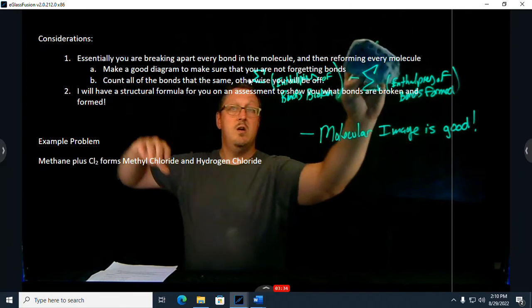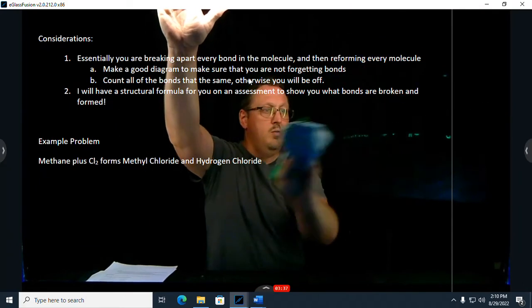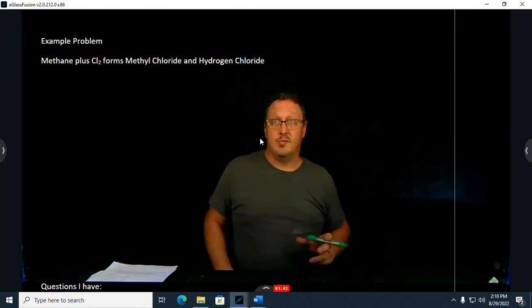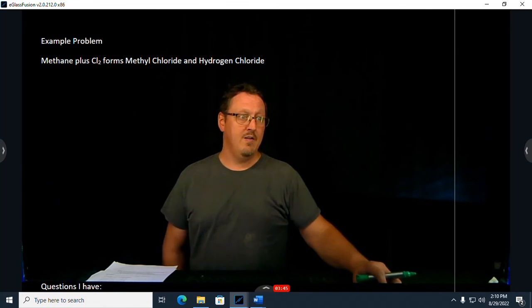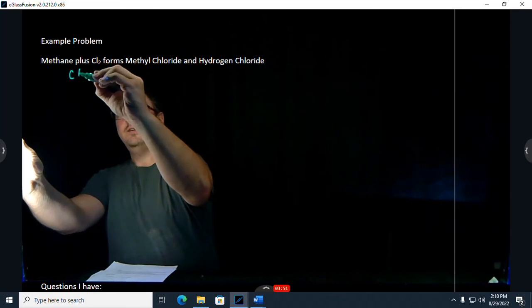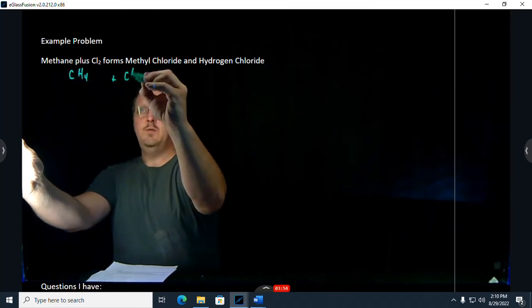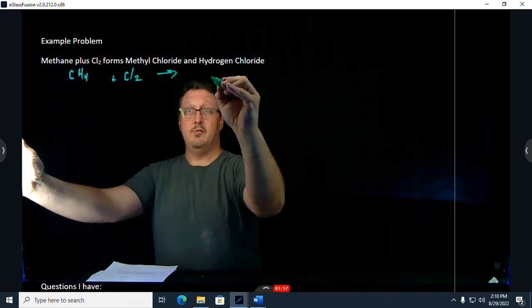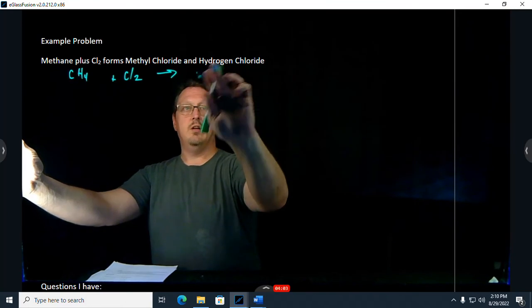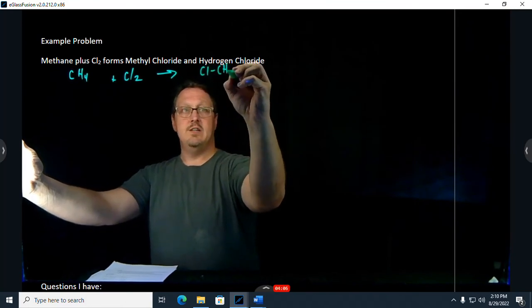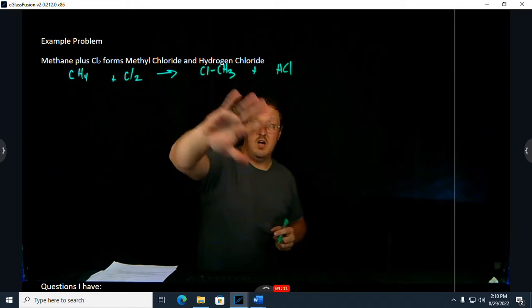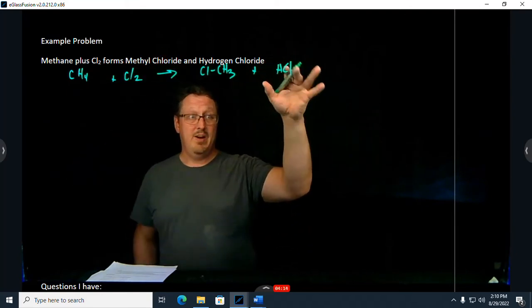This is the one we're going to do. I'm going to erase this because we don't need it anymore. So it's bonds broken minus bonds formed. Methane plus Cl2 forms methyl chloride and hydrogen chloride. So here we go. Methane is CH4, plus Cl2 makes methyl chloride, which is CH3Cl, plus hydrogen chloride, HCl. Okay, now that's just a molecule. We need to balance this though.